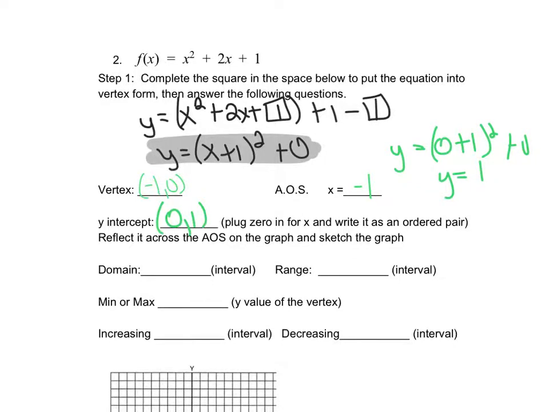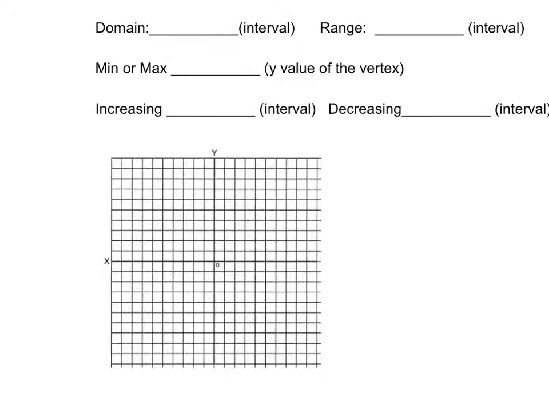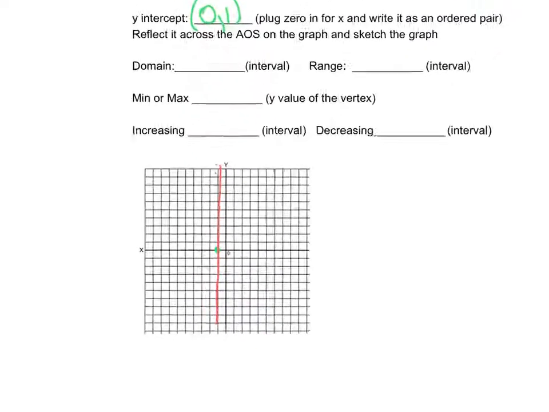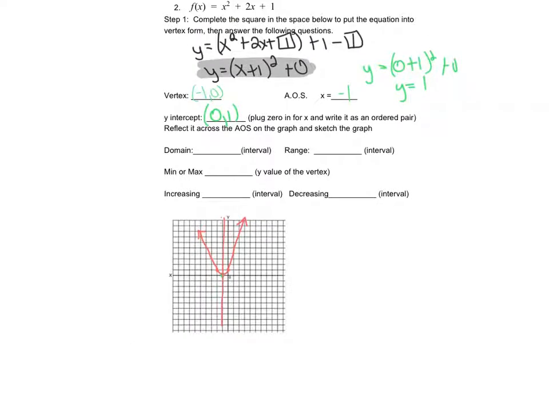So let's go ahead and go down here. Our vertex is at negative 1, 0, which is here. Our axis of symmetry is that vertical line that goes through there. Our y-intercept was at 0, 1. And then I reflect across, and then I'm just going to graph my parabola. Okay, so those are all the things that we have already done.